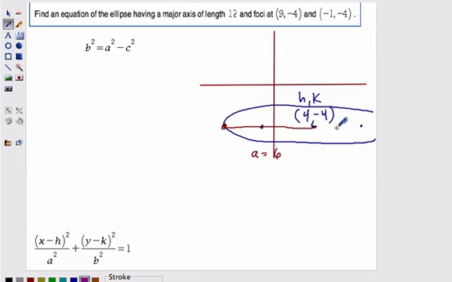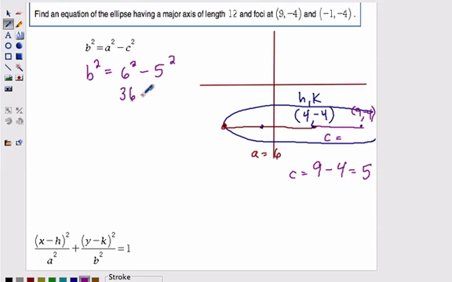So remember, c is going to be the distance from the center to this focus here. And this focus point here was the point (9, -4). And so you can see, instead of doing the difference between the y's like I did in the previous problem, I'm going to take the difference between my x coordinates. So 9 minus 4, and that's going to give me 5. b squared equals a squared, which is 6 squared, minus c squared, which is 5 squared. So 36 minus 25, and that is 11.